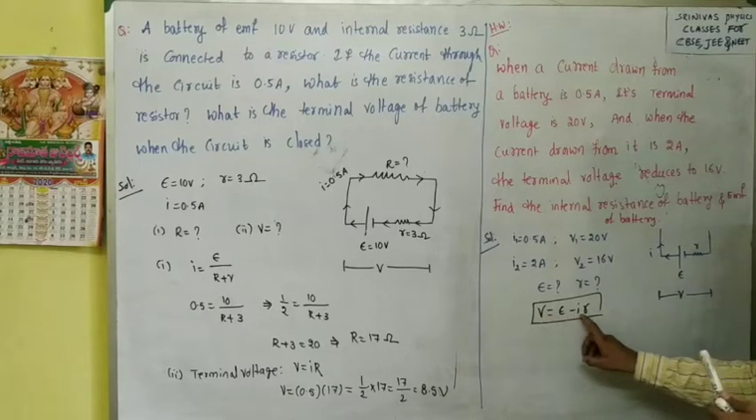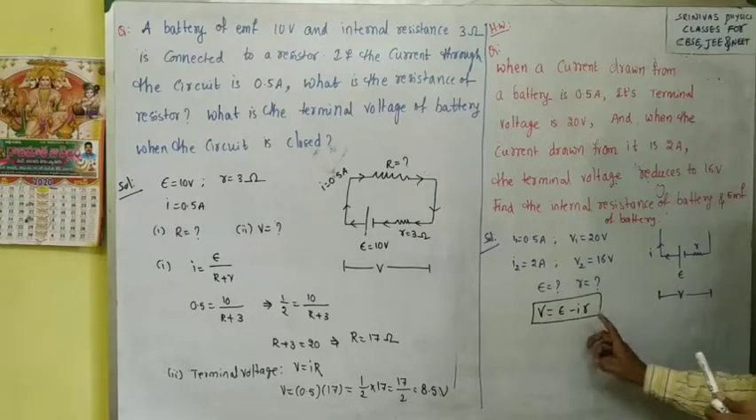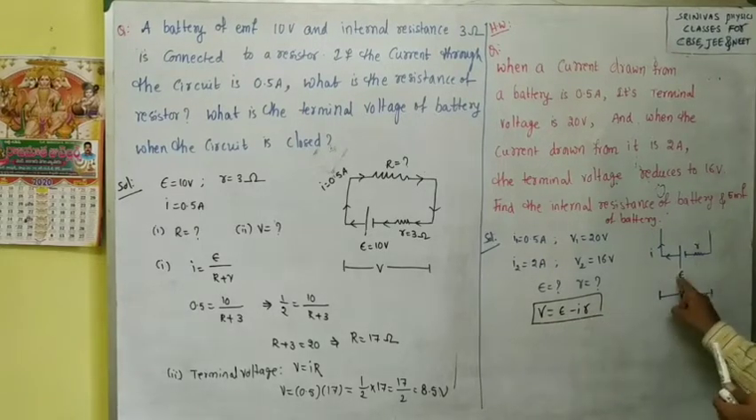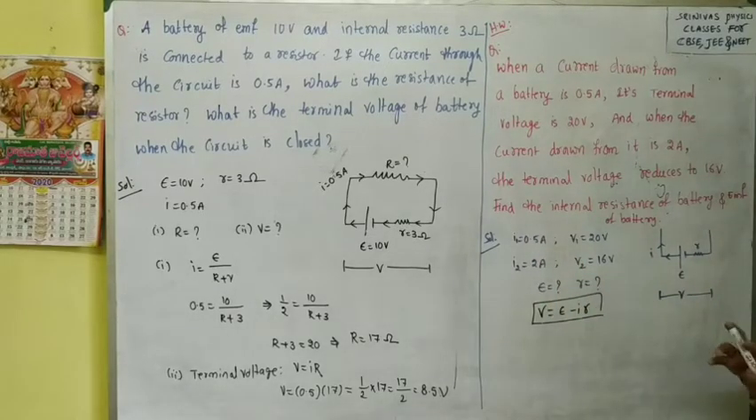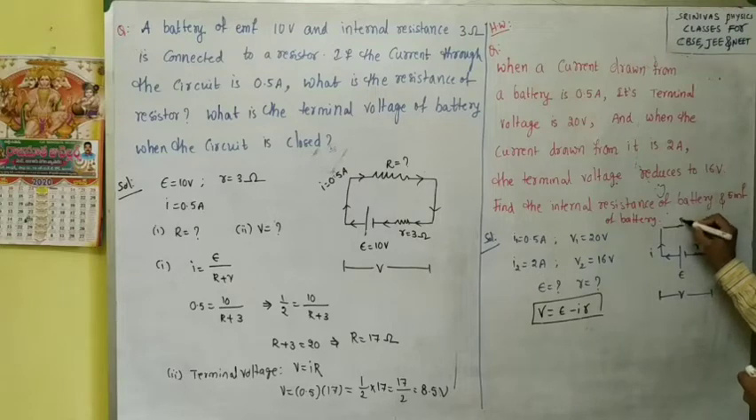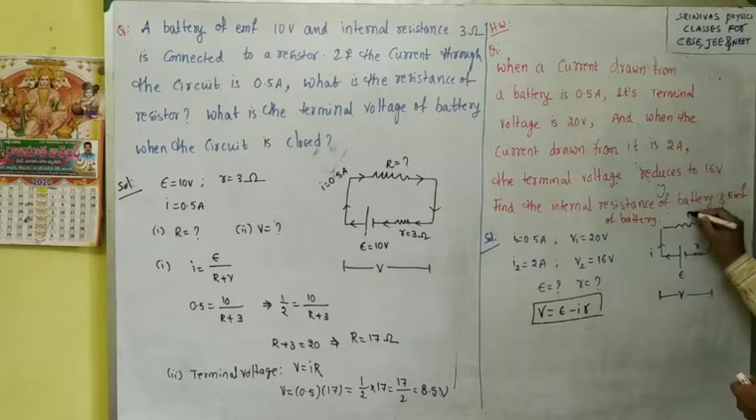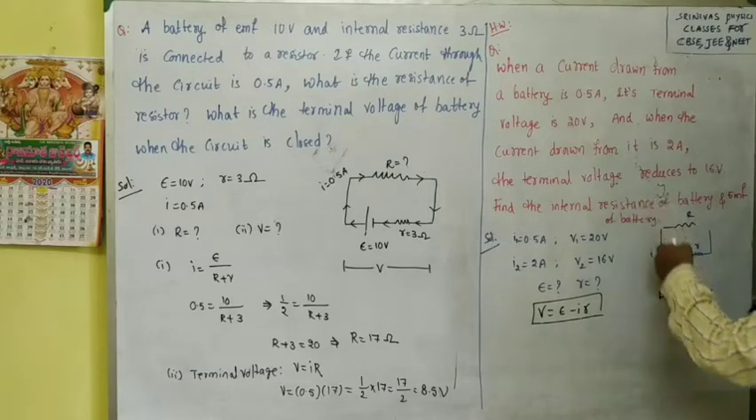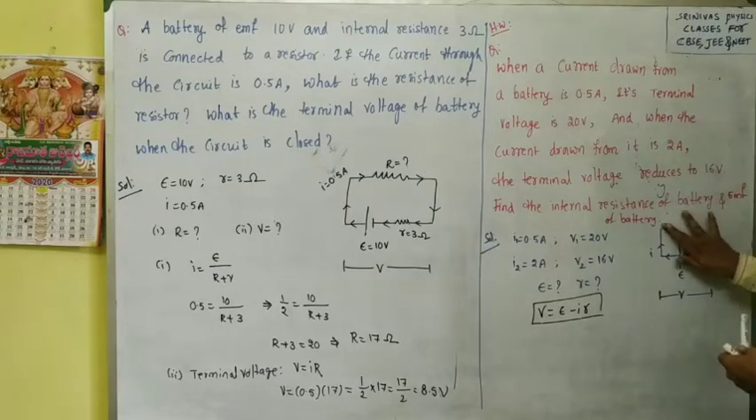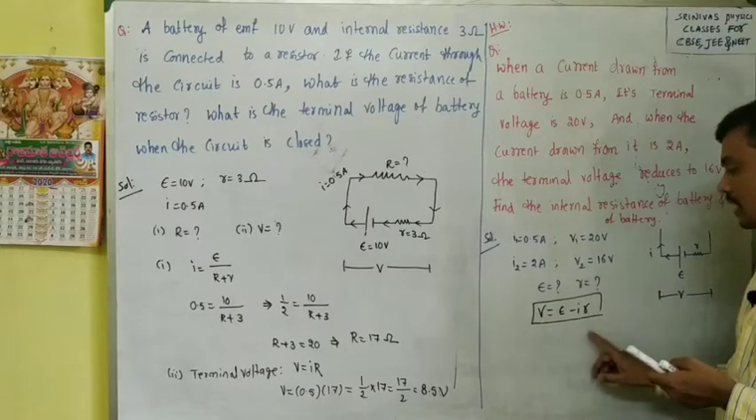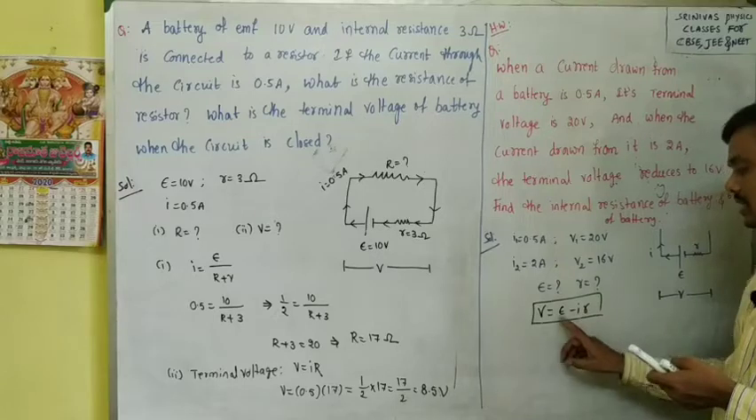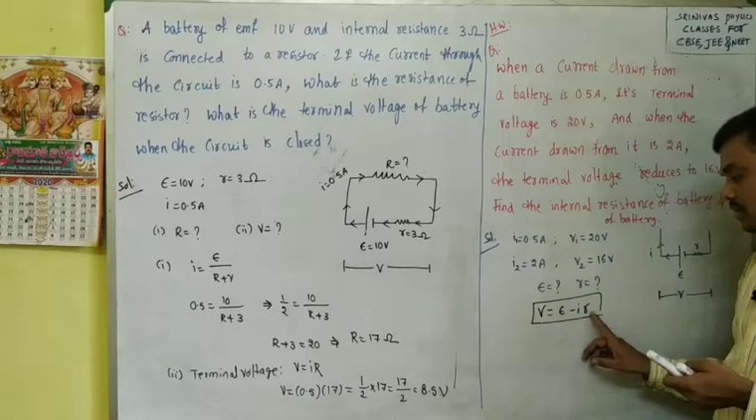First V1 is equal to E minus I1 r, then V2 is equal to E minus I2 r. Why can we not write E1, r1? Because it is only one cell, the same cell we are using. One time we extract the current 0.5, another time we extract the current 2 amperes. If you connect less resistance, it will extract more current from the battery. If you give more resistance, then less current flows. Based on the external resistance, the current extracted changes. When the current changes, the voltage automatically changes, but the EMF and internal resistance do not change.